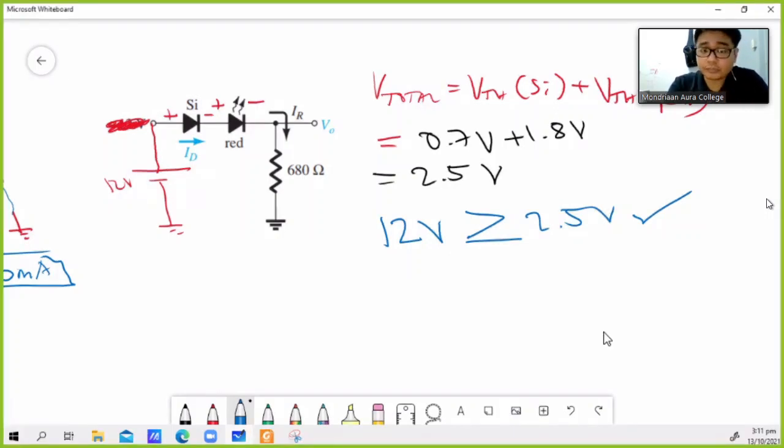Ibig sabihin, the silicon diode and the red LED are both forward biased. If they are forward biased, may dadaang kuryente. Okay? If naka-forward bias ang LED, iilaw siya. So in this case, iilaw yung LED. Okay? So maglalagay lang tayo dito ng threshold voltages nila. So silicon is 0.7 volts and then red LED is 1.8 volts since naka-forward bias naman sila.